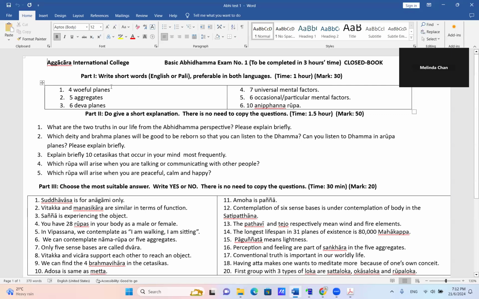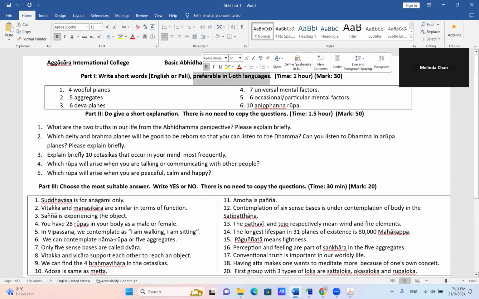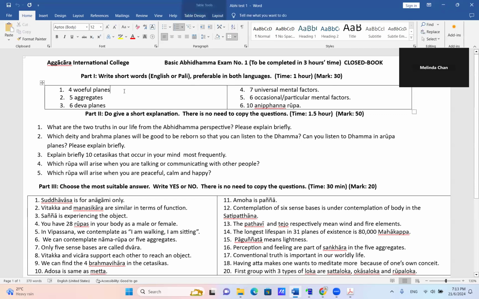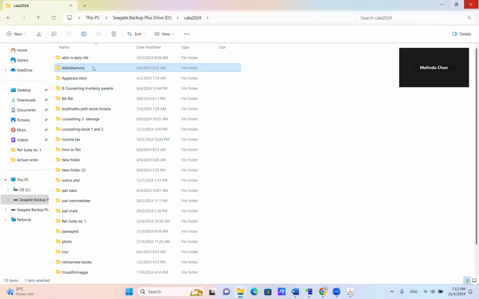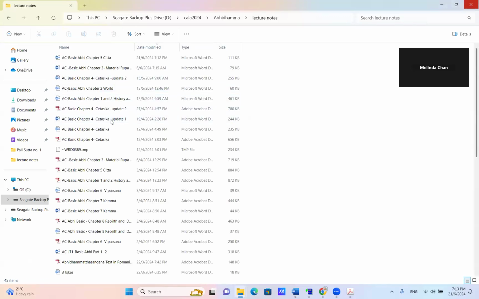I think for most people, this is very easy. If you have studied the 31 planes of existence, you can get this answer correctly. Most of you got it right. When you look at the question carefully, you have to write in Pali or English, preferably both languages. Some did not write in Pali, but some are very good and memorized the Pali, like Niraya for hell and Tiracchana. Some people cannot remember that the Pali word for animal is Tiracchana. To get this one, you just refer to the previous chapters where I put the 31 planes of existence.